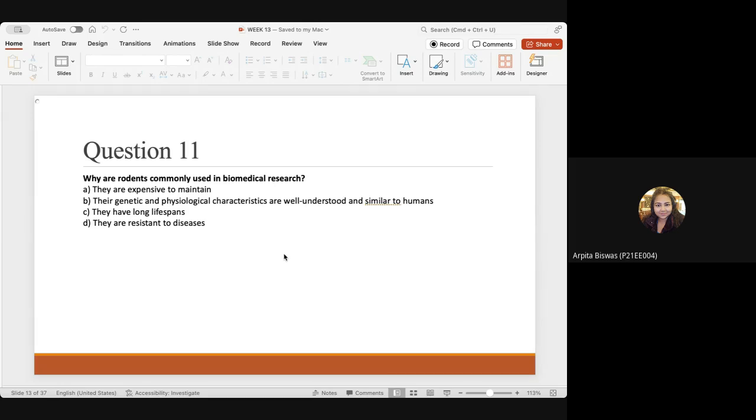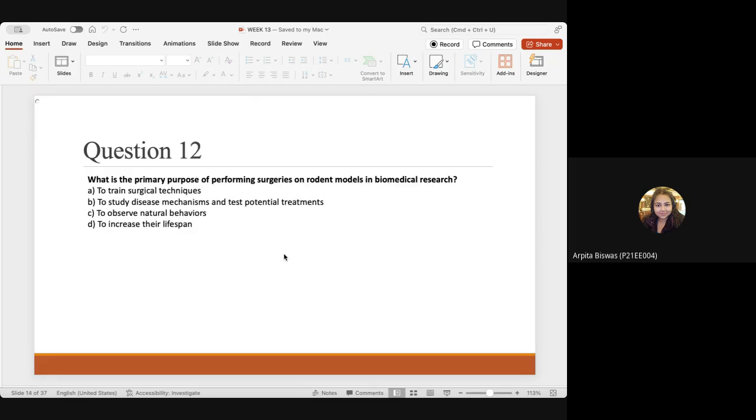The right option is option B. Their genetic and physiological characteristics are well understood and similar to humans. That's why they're choosing the rodent. Okay, so next, question number 12. What is the primary purpose of performing surgeries on rodent models in biomedical research?